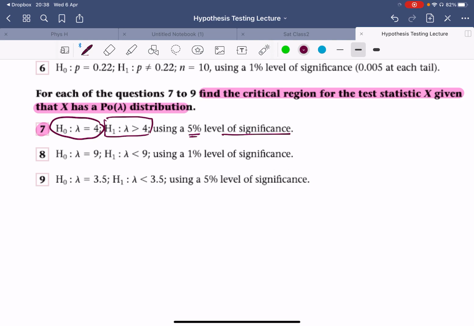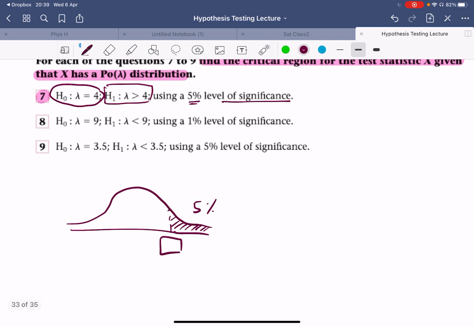So what I need to do here is look at the tail, and this is 5%. I want the critical region here so that my data will be rejected. I'm going to say X has a Poisson distribution with a parameter of 4. Now I can try the probability that X is greater than or equal to, you can pick any number. Let's go with Poisson CDF, lambda is 4 and X value, let's try 3.